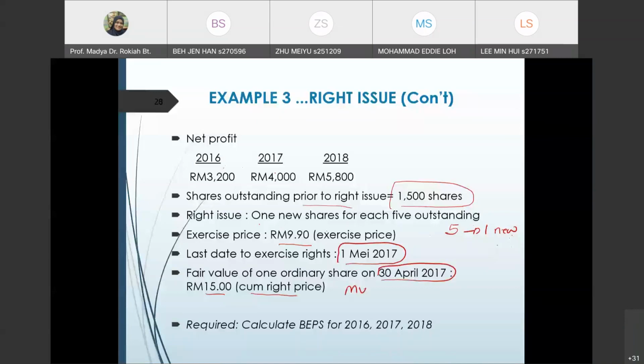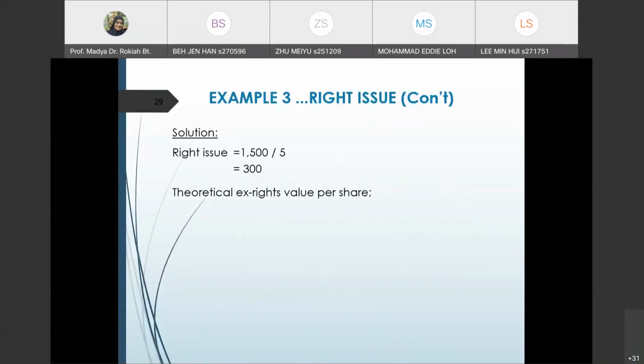Okay, so the first thing you need to find is how much the rights issue is. The rights issue says that 5 units of existing shares are entitled for 1 right, 1 new share. So you can be entitled for 5 shares, entitled for 1 new rights issue. The existing shares that I have here is 1,500. So 1,500 divided by 5, you're going to have 300. 300 for the rights issue.